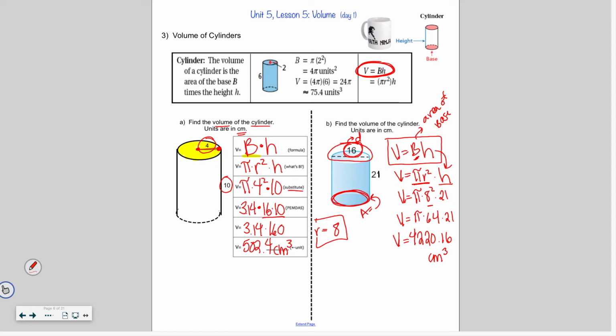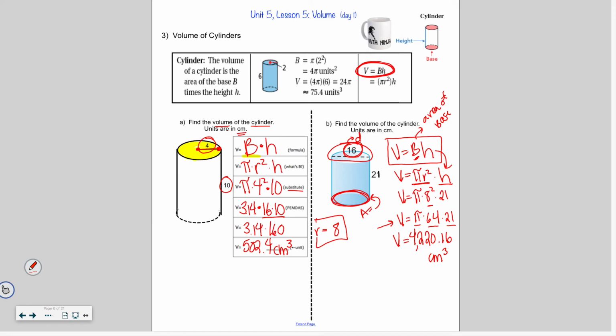So I plug in 8 here. 8 times 8 I have to do first. In this step, I have to run my exponents before I can run my multiplication. So 8 times 8 is 64. I can multiply all three of those numbers. Remember, you could just use 3.14 for pi. You could use the pi button, but our rounding is going to be a little bit different if you use the pi button. 3.14 is fine. 3.14 times 64 times 21, 4,220 and 1600ths. Okay, if that didn't make sense, just go back and watch it again.